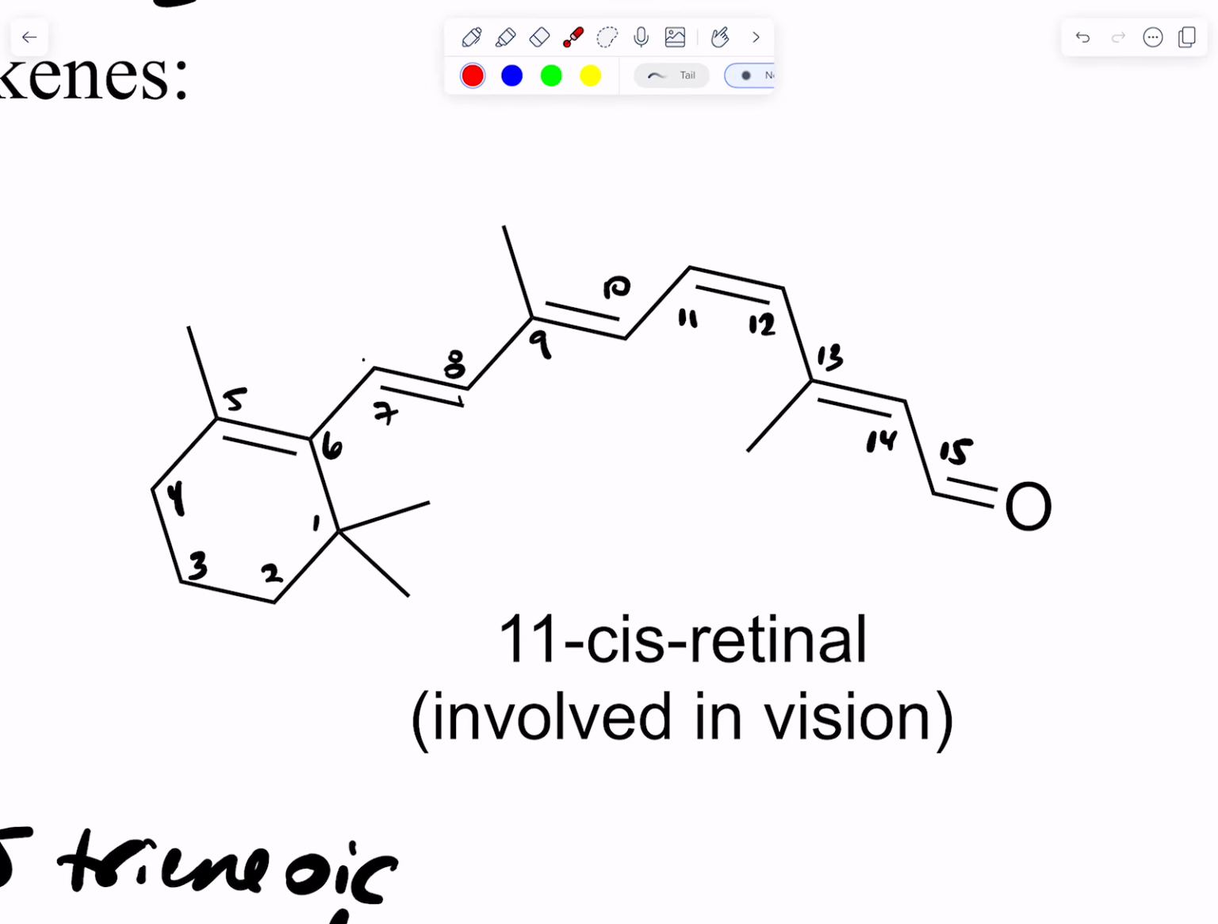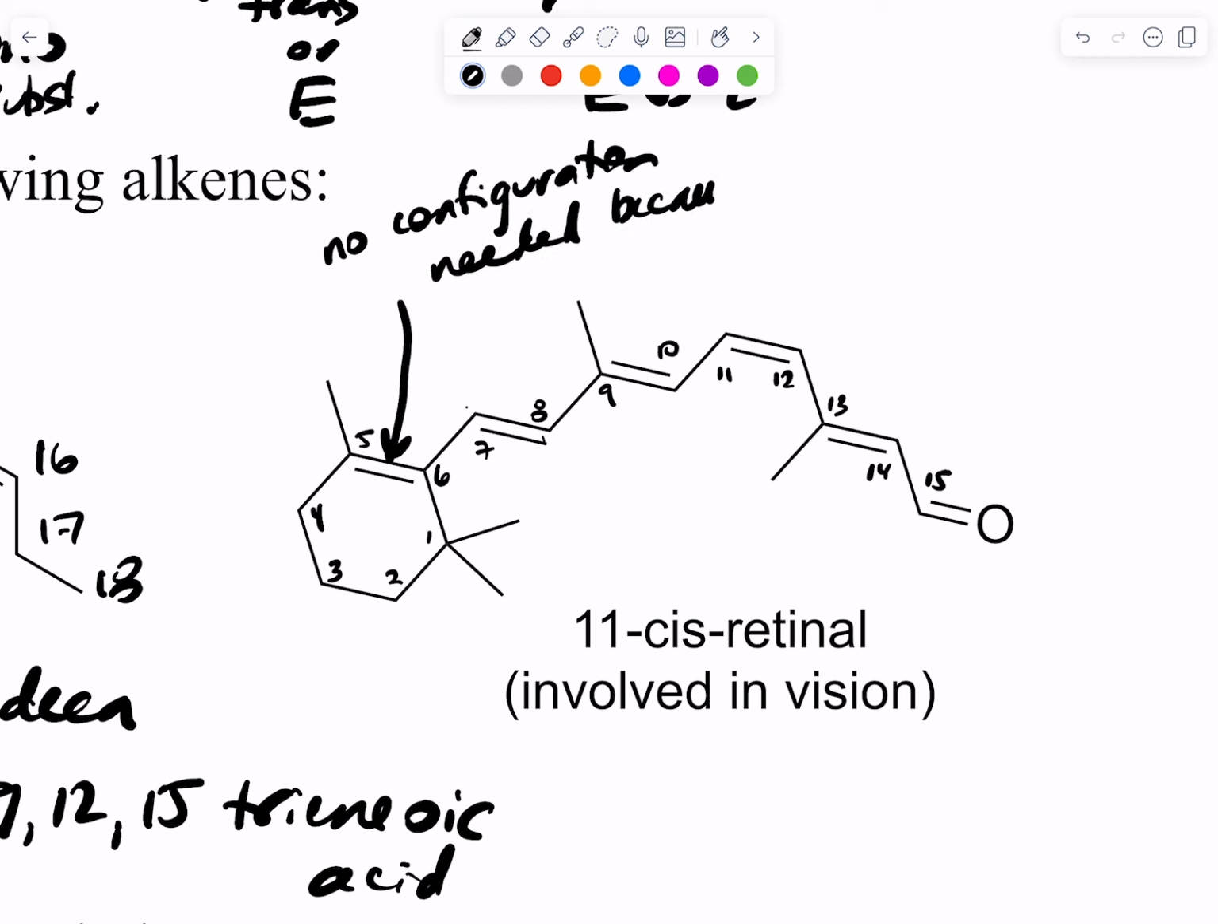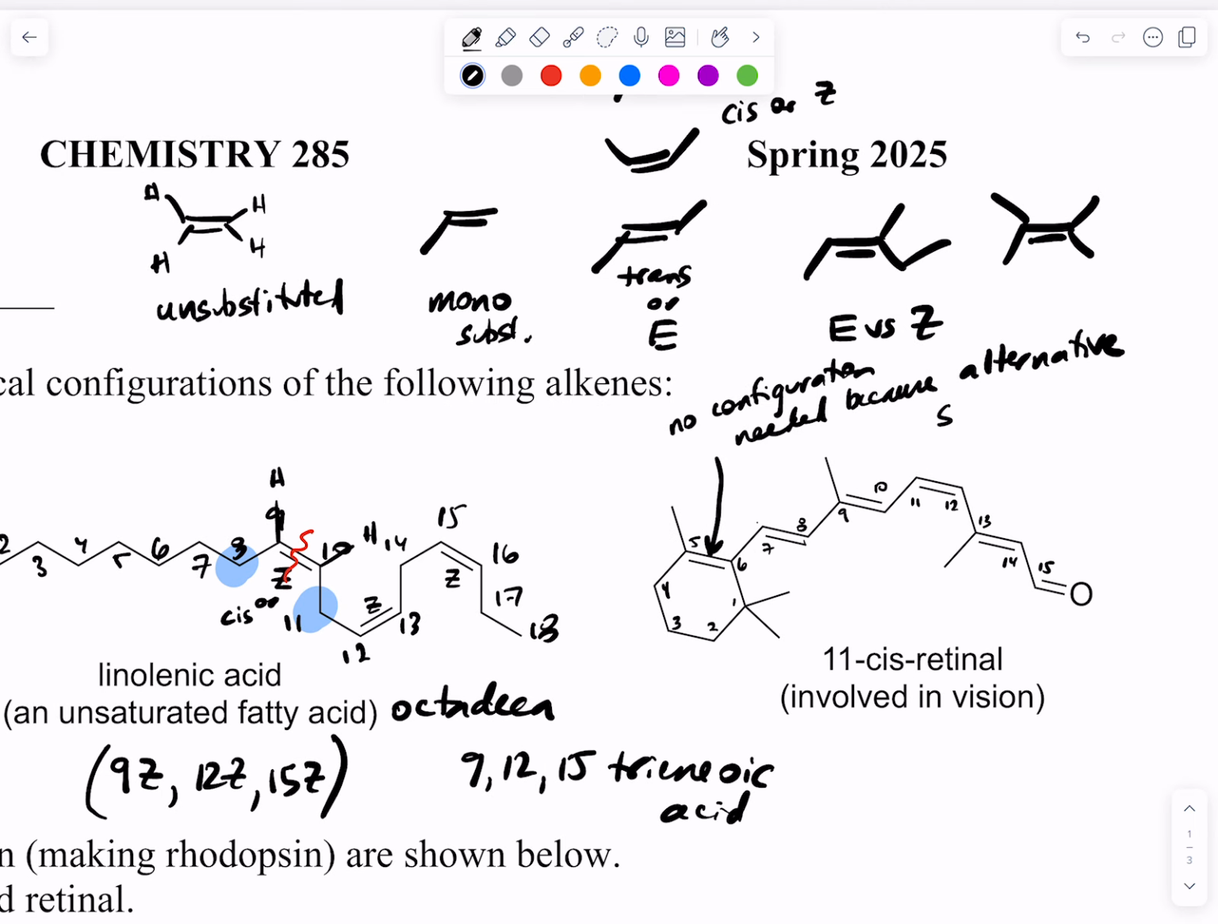you can do a couple of notes here. I want you to do this one as an exercise after class. There's no configuration needed here. And the reason you could assign one, but it's unnecessary, is because the alternative stereoisomer is not possible in a 6-membered ring.